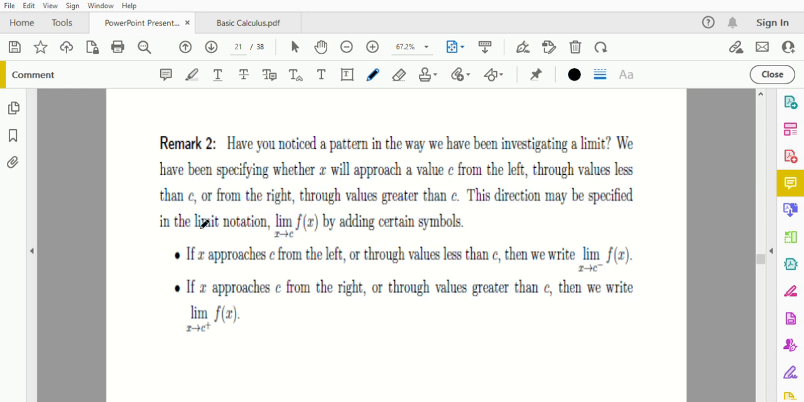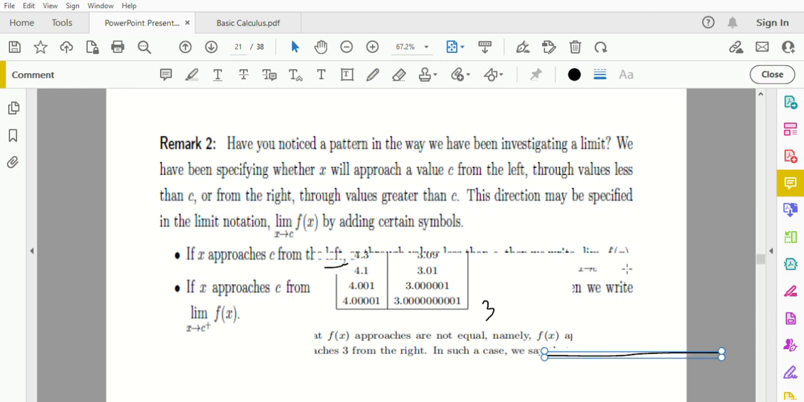This direction may be specified in the notation by adding certain symbols. If x approaches c from the left, or through the values less than c, then we write the minus symbol. This minus symbol means left, the x's are on the left of c.